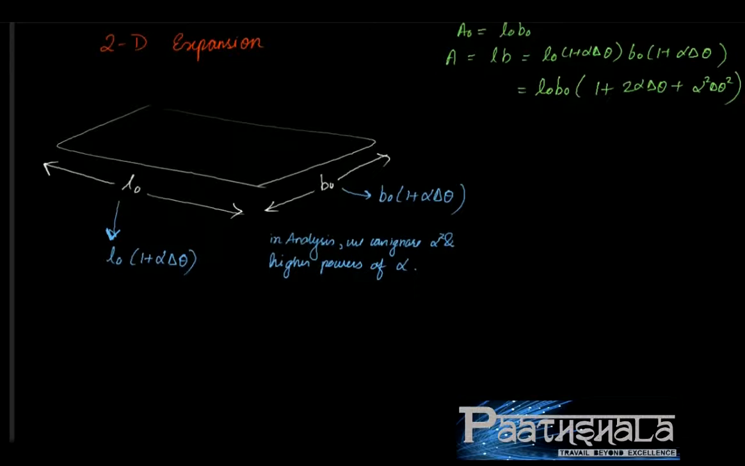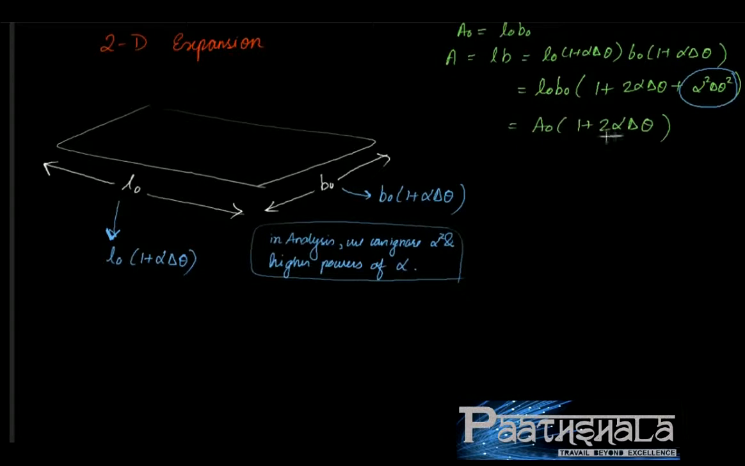Of course, like we have said, this term we will ignore as per this logic over here. We'll ignore the alpha square term. So what we shall be left with is A naught into 1 plus 2 alpha delta theta. This 2 alpha over here is called beta. A naught into 1 plus beta delta theta, where beta is equal to 2 alpha.